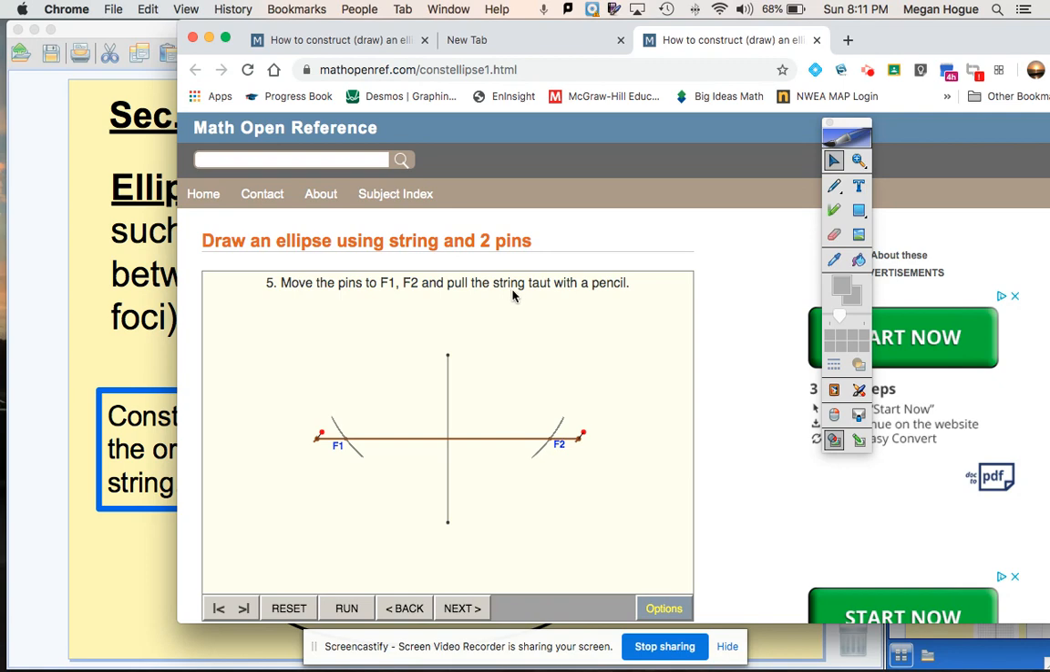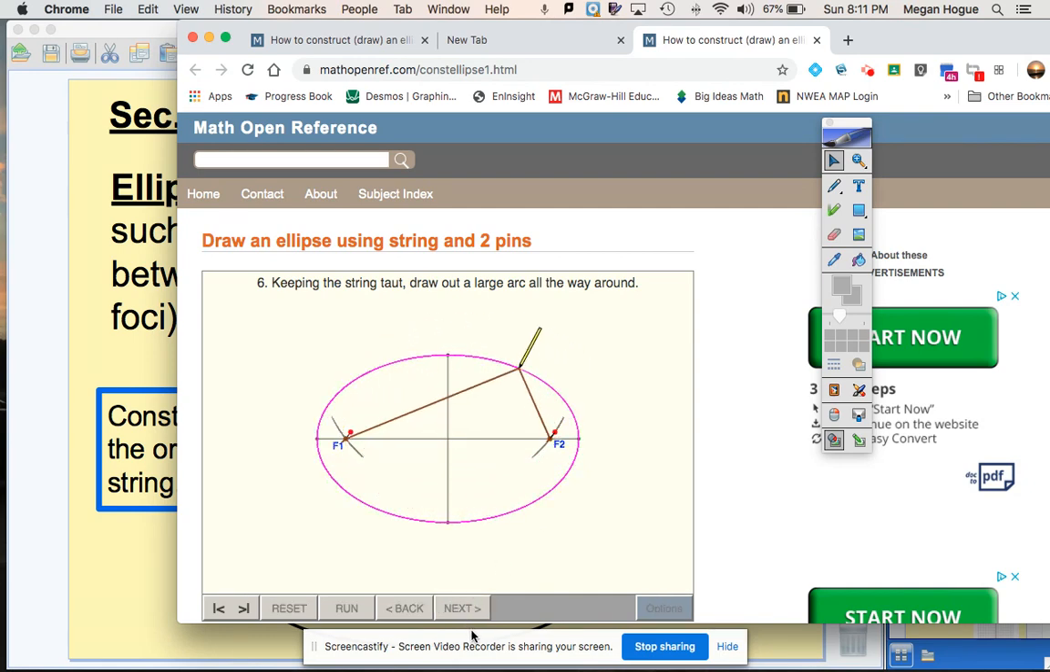And so if you were doing this, you'd have a string and you'd have 2 pencils. You'd stretch it out. And then you'd line up those 2 pencil points to the foci. And then you keep that string taut, and it makes the ellipse. An ellipse is a lot like an oval. The definitions are a little bit different, but that's how we can certainly picture it.